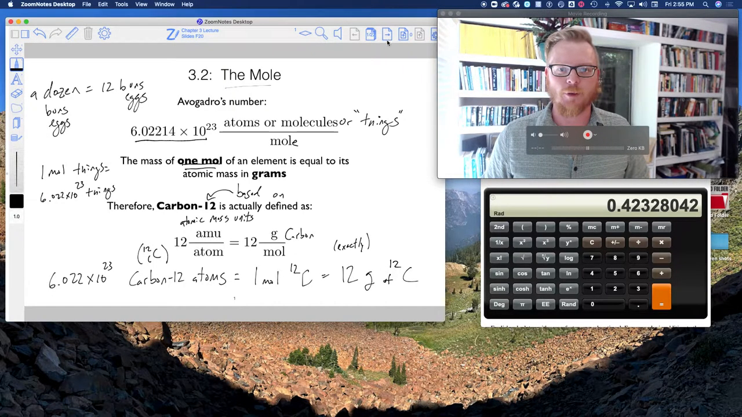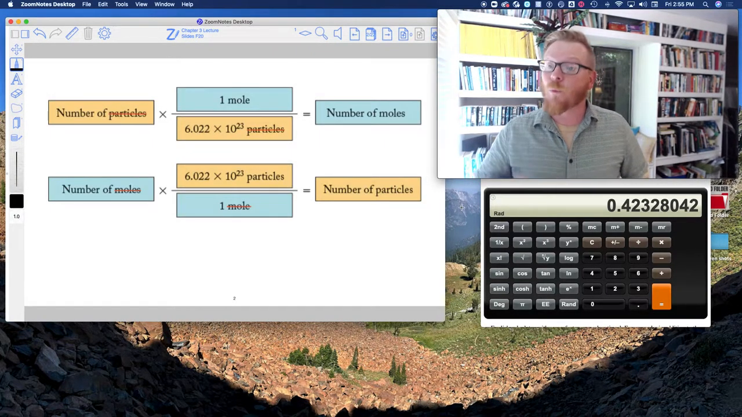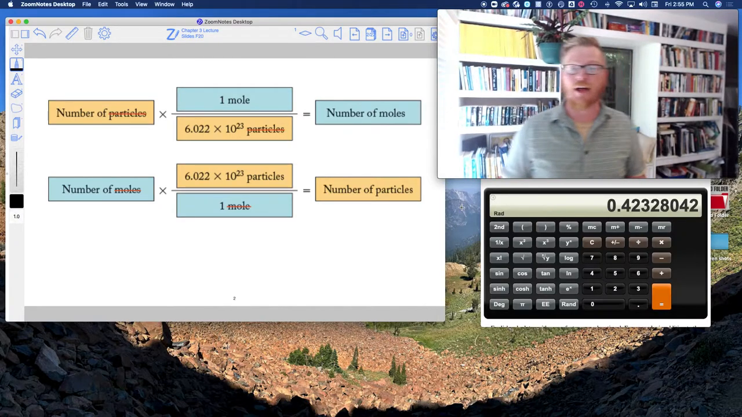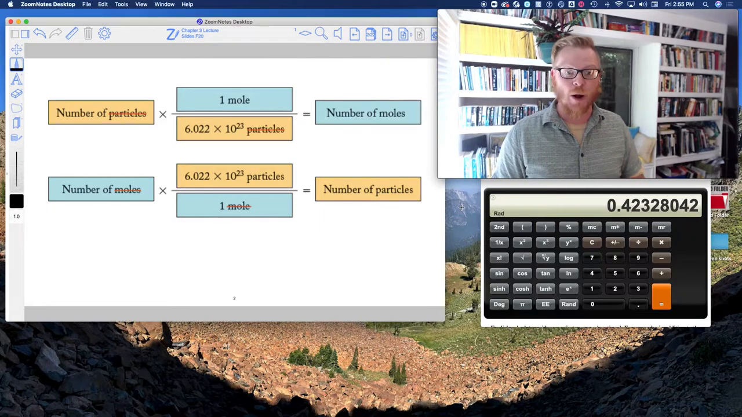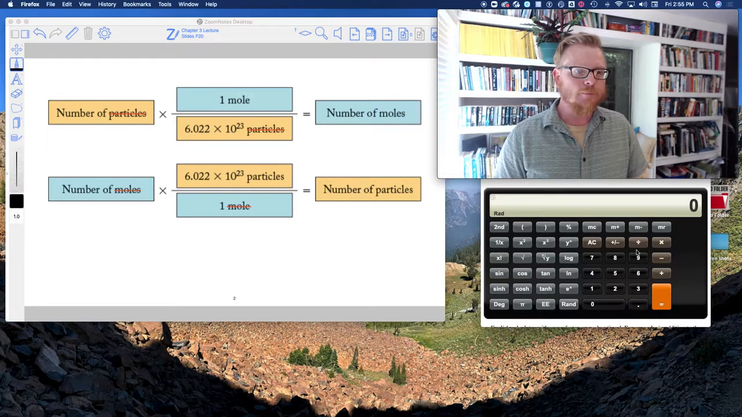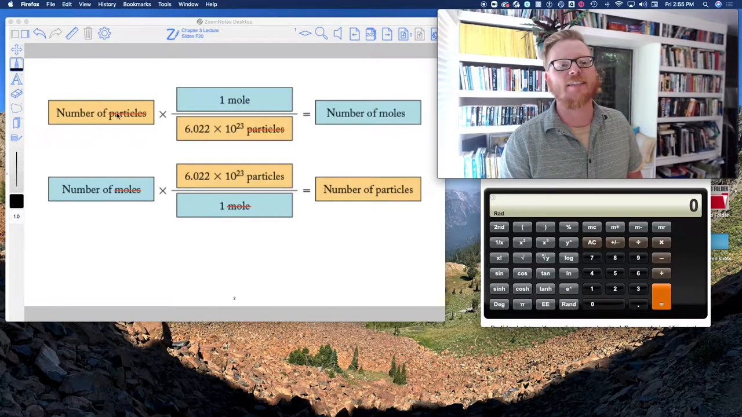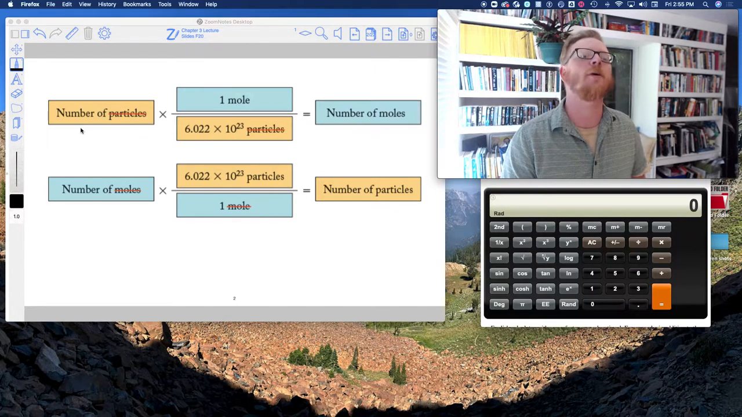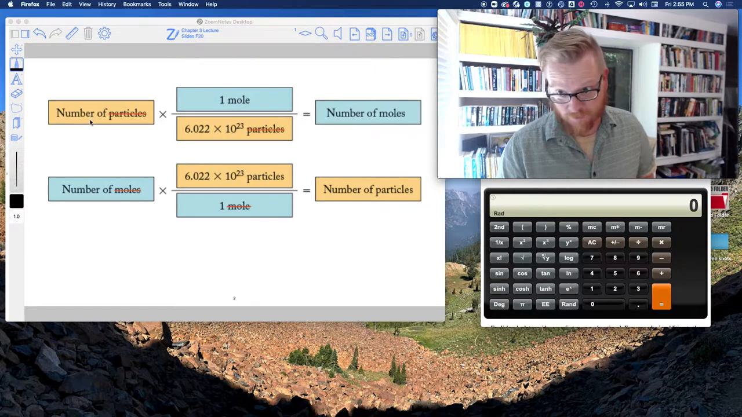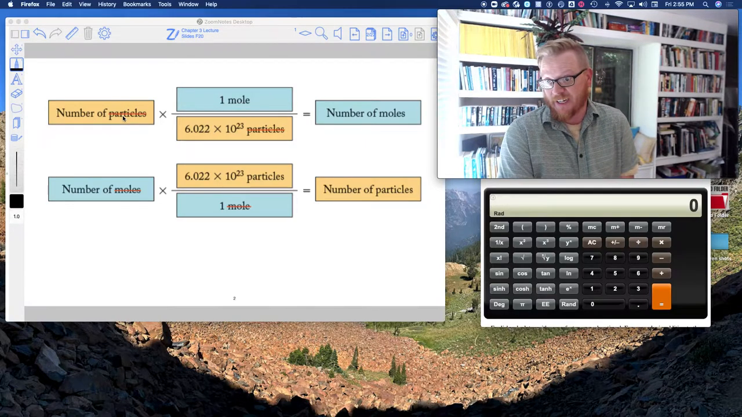Let's keep going, okay? So now we're gonna get into this dimensional analysis even further, right? And we're gonna end up having dimensional analysis problems with multiple steps. So let's take it slow for now, okay? And here you notice this thing says number of particles. That's the same thing as saying number of things, number of atoms, number of molecules, number of whatever. Okay, it's just a number, just like a dozen.